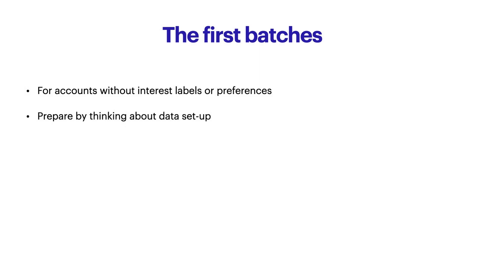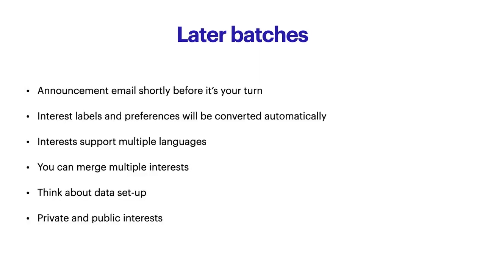Next, we will start with the accounts that are currently using interest labels, and finally, we will merge the accounts that are also using preferences. This means that you can also prepare by already thinking about data setup. What type of interest will you create, and how do you maybe need to merge them if you're currently already using preferences? So once those accounts are completed, you can merge your existing preferences per language into one new interest and enter your translations. This will make your segmentation in the future a lot easier, and you will not need to do anything twice. So prepare well.